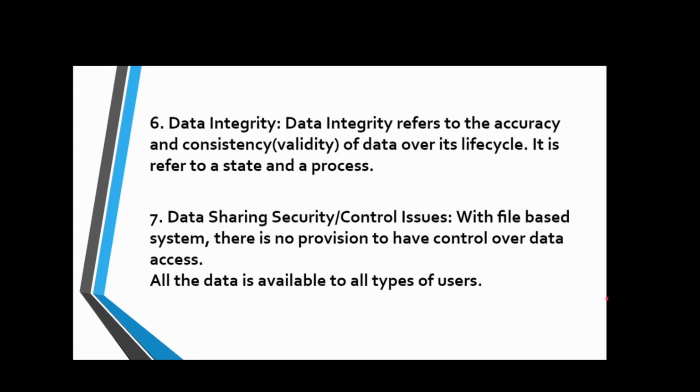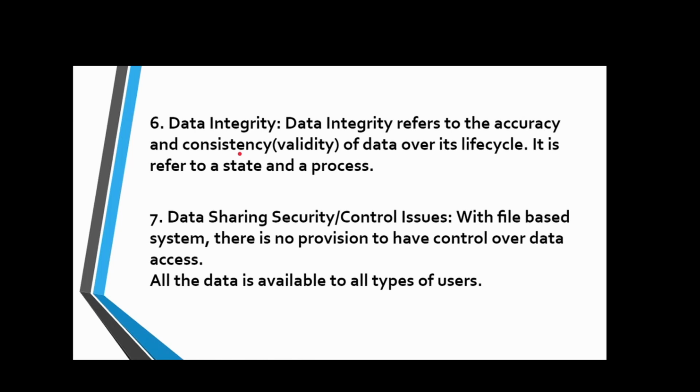Now come to data integrity. Data integrity refers to the accuracy and consistency of data over its life cycle. It is referred to as a state and a process. You can understand this by an example. Say the student marks field is there, and the maximum marks is 100. That means the user is not allowed to enter values greater than 100. So the validation which you apply on that field is known as an integrity constraint. So what you are doing is maintaining data integrity. Okay, it's a state and a process also.